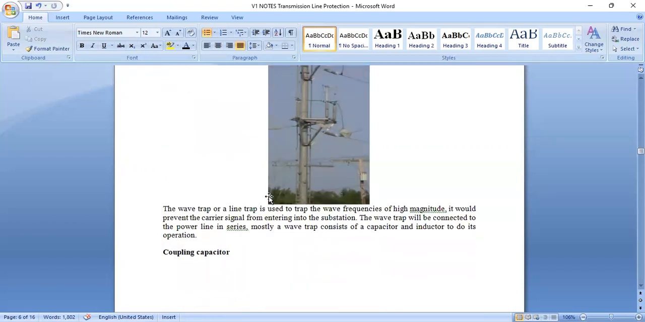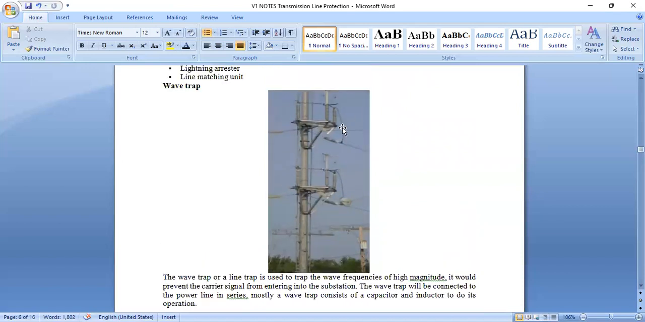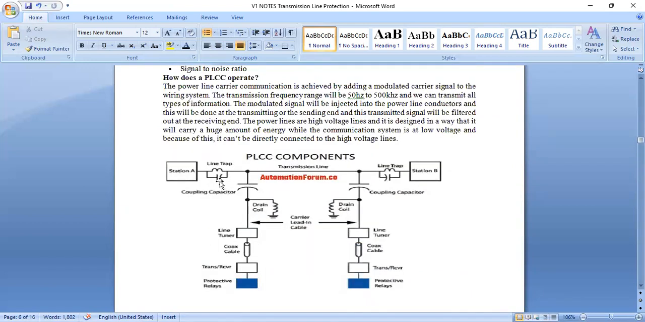So first, the wave trap. This is the wave trap. The wave trap is nothing but the line trap, which we use for high frequency, high magnitude signals. It prevents the carrier signal from entering into the substation, and the wave trap is connected to the power line in series. Mostly the wave trap consists of a capacitor and inductor for its operation. Similarly, this is your line trap, that means the wave trap. So it will be connected like that.